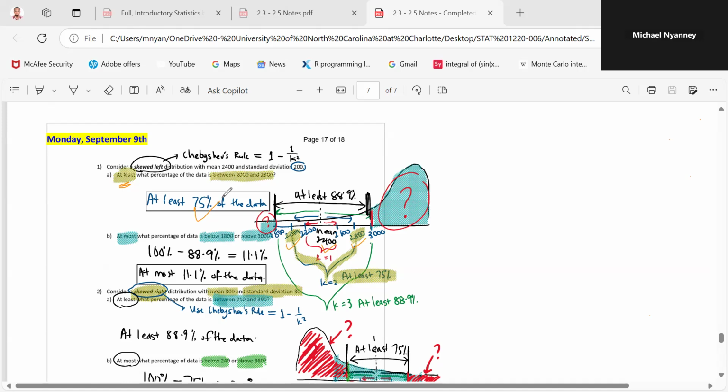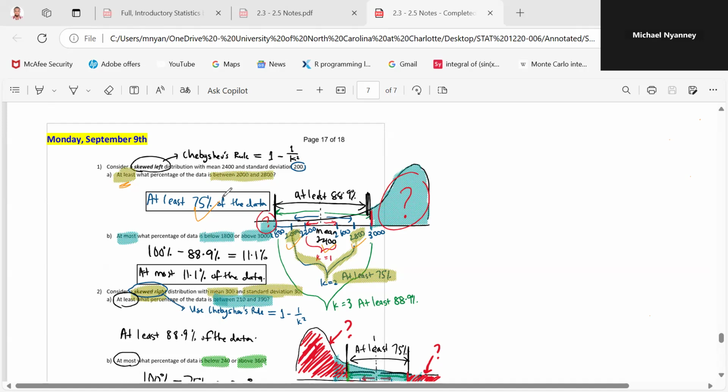Okay, with the same question, now at most. At most, what percentage of data is below 1800 and above 3000? So we are going outside this interval. We can locate 1800 and go below, and locate 3000 and go above it. But since we are well versed with the at least, let's do the at least and take the opposite.